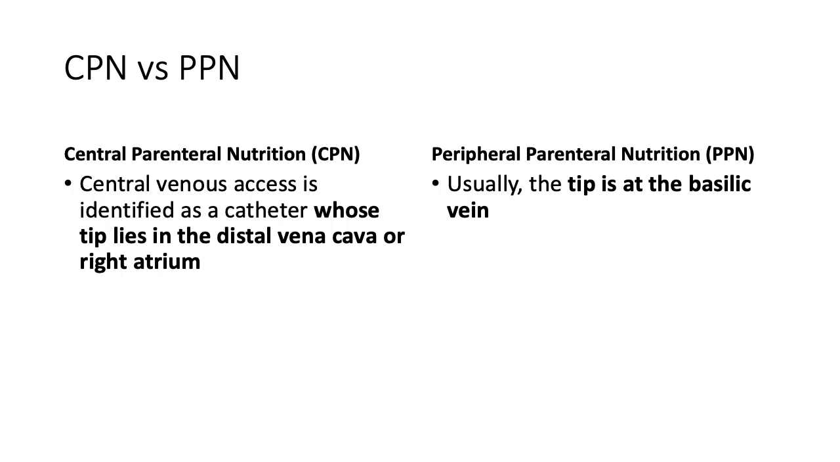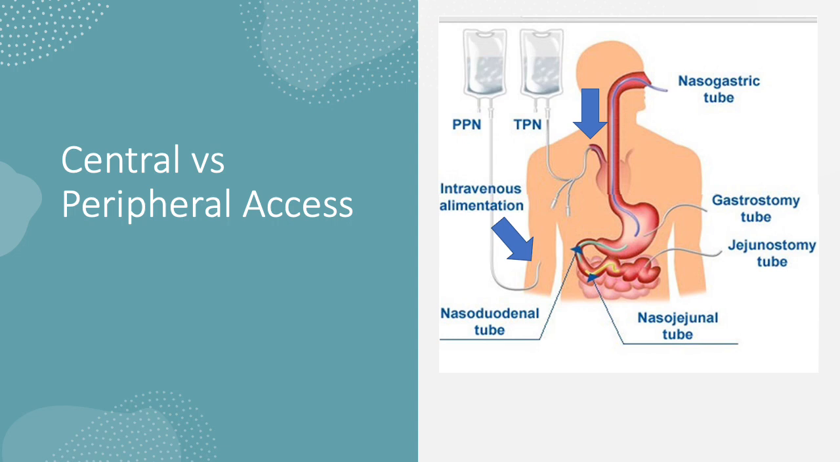For central, you obviously need a central venous access device, and it's defined as a catheter whose tip lies in the distal vena cava or the right atrium. And then peripheral parenteral nutrition, usually the tip is at the basilic vein. This is just a view of where the solution enters the body. However, this graphic does fail to depict a PICC line, which is a peripherally inserted central catheter. It looks similar to a peripheral IV, but we'll talk a little bit more about that later.